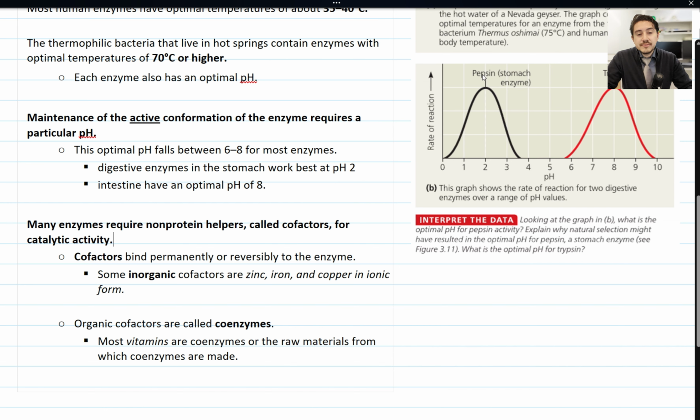Okay, so an example of a stomach enzyme is pepsin. You have trypsin for intestinal enzymes, and you can see their optimal efficacy is around their particular pH ranges.